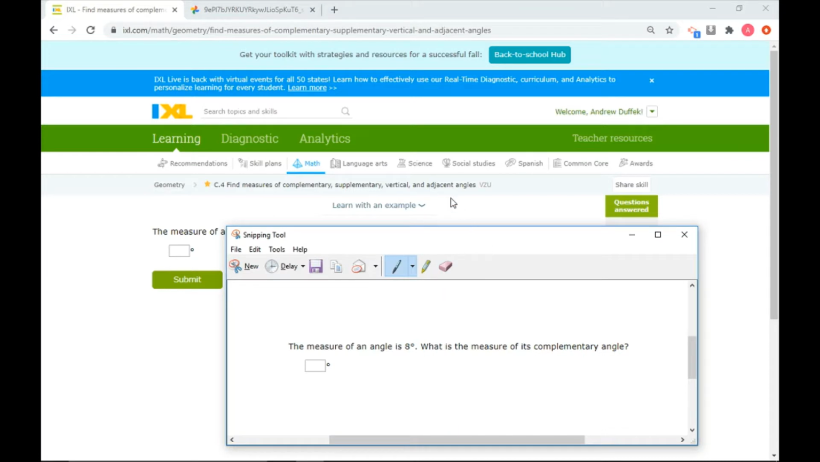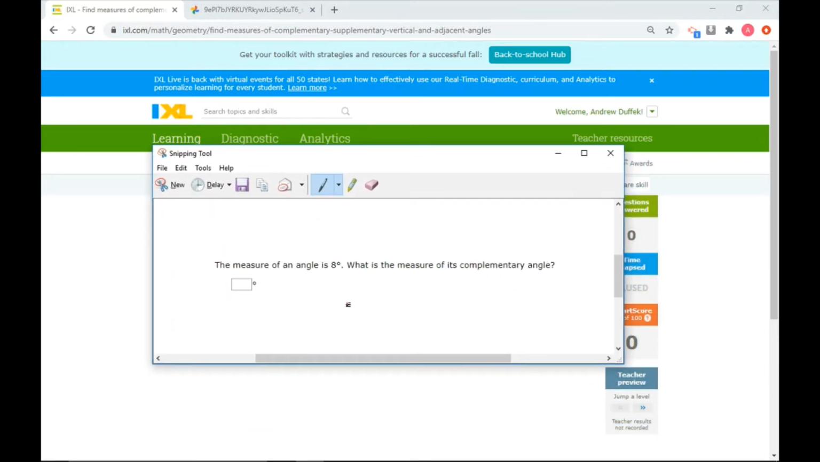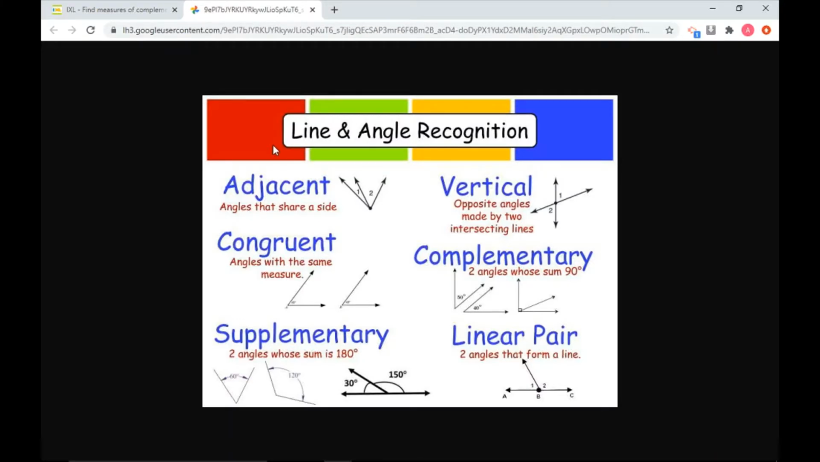It says, and I already stole it, the measure of an angle is 8 degrees. What is the measure of its complementary angle? The key word here is complementary. If you remember, going back to our diagram, two angles adding up to 90 degrees are going to be complementary angles. So 50 plus 40 are complementary angles because 50 plus 40 add up to 90.